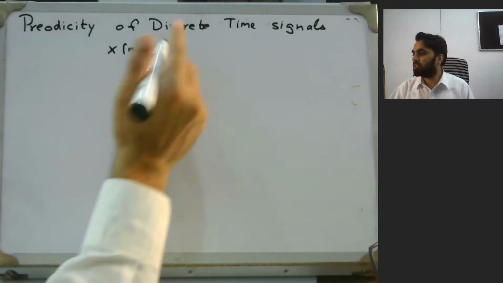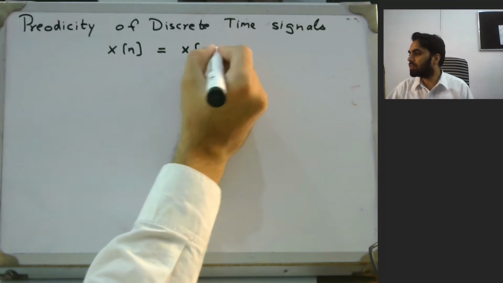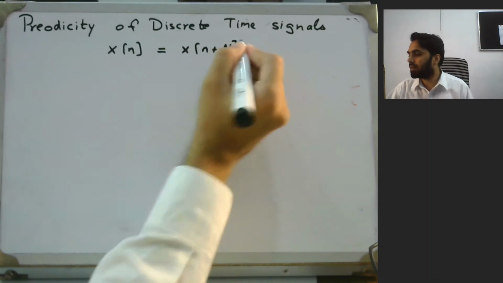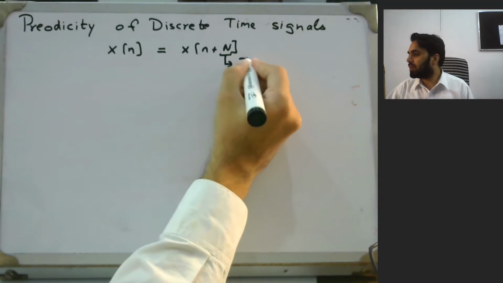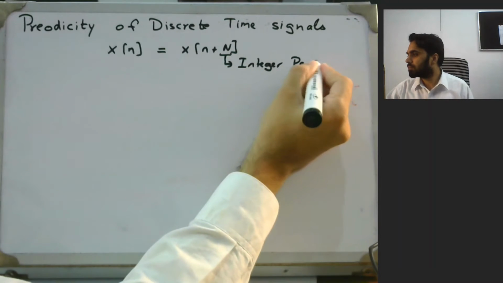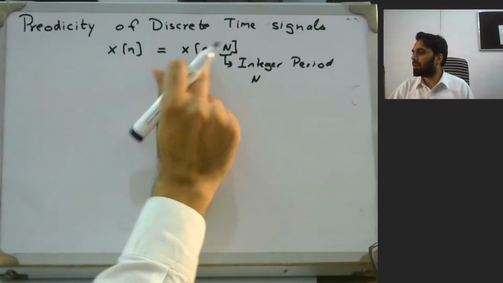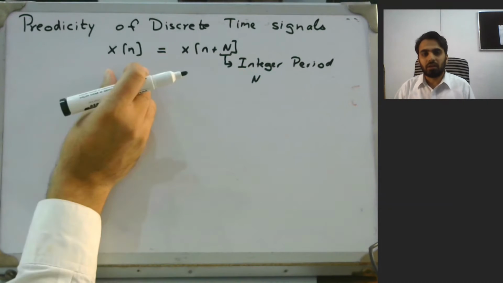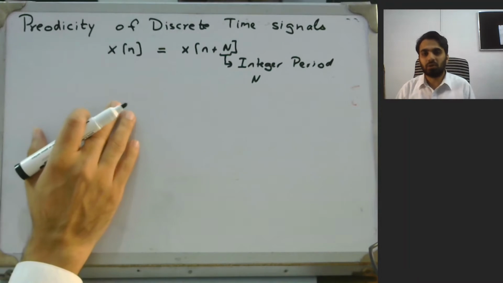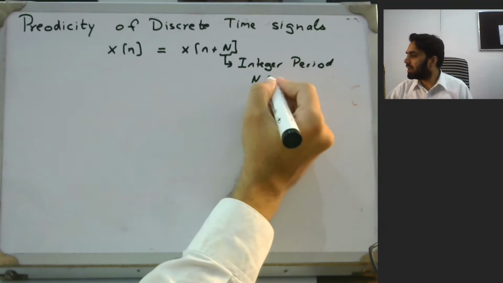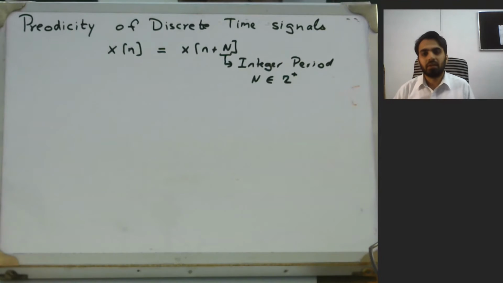So say we have function x of n. If this function is equivalent to x of n plus capital N, that is, we have an integer time period N such that x of n plus time shift by capital N doesn't affect the overall signal, the signal remains the same, so this means the signal is periodic. The condition is that N should belong to positive integers.